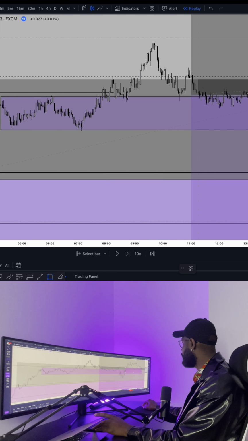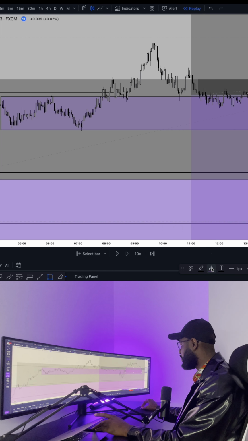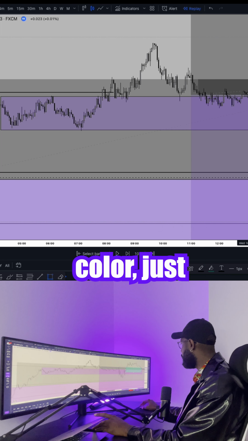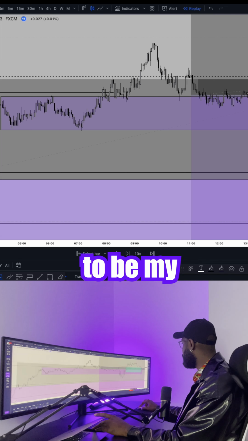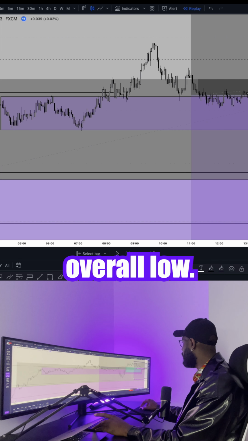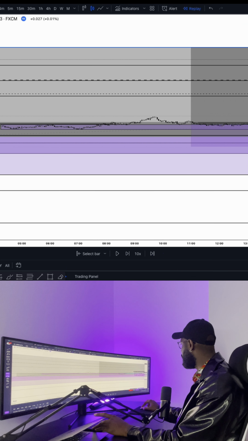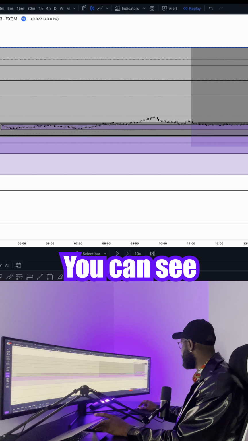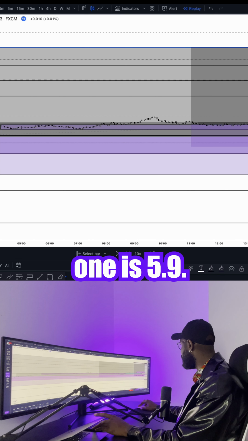Right here, you can also see an inefficiency. I'll make this a different color, just make it green. And right there is going to be my entry. Stop loss, I'm using this overall low. Take profit, still the same key level right here. You can see the third entry delivered the 1:5.9.